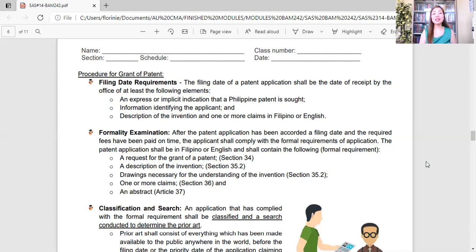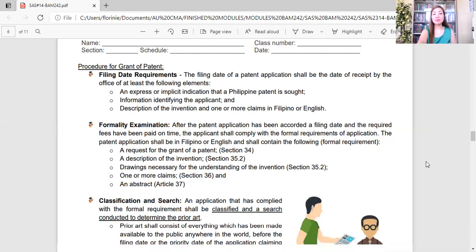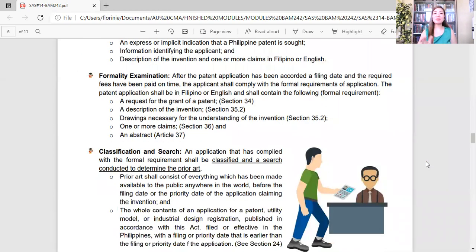Okay, formality examination. Kapag nag-file ka, doesn't mean na may patent ka na ha. Nag-file ka pa lang nun for approval purposes. Siyempre, i-examine muna nila yun. So, here it goes. After the patent application has been accorded the filing date and the required fees have been paid on time, the applicant shall comply with the formal requirements of the application. The patent application shall be in Filipino or English and shall contain the following formal requirements.